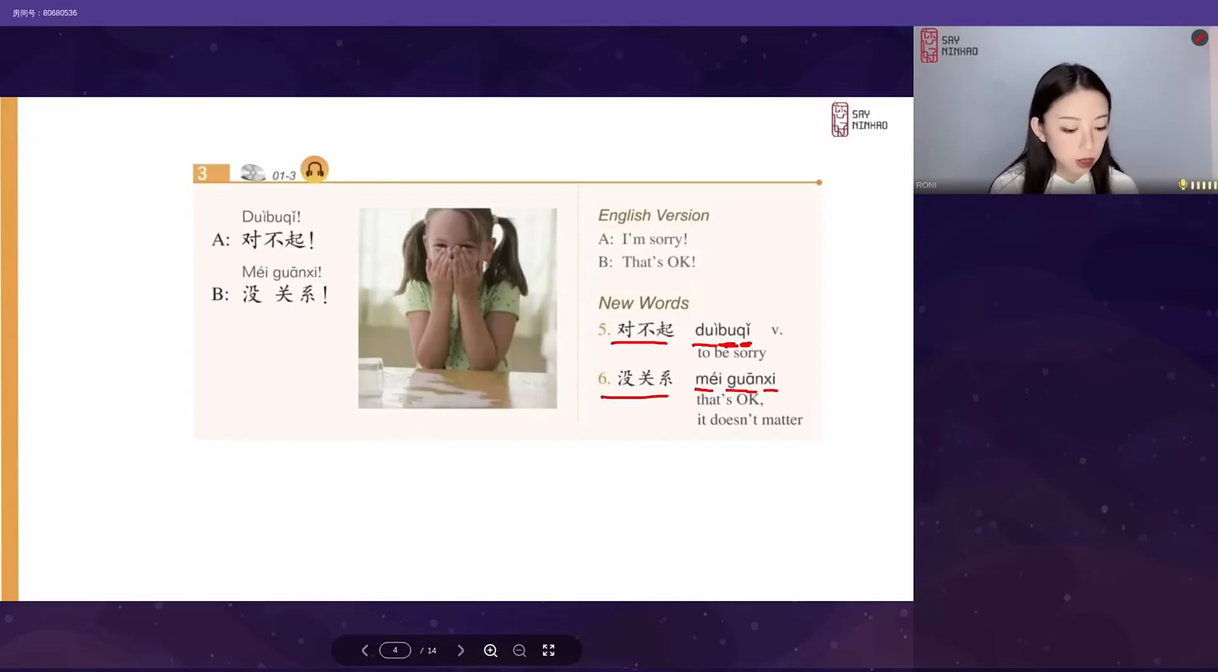Next one is 没关系. Separate them into 3. First one is 没, initial m, final ei, second tone. Next one, 关, the initial g, the final uan, and the tone, first tone. Last one, 系, and it is a neutral tone again because there is no tone mark here. So put them together, it is 没关系. Try to read after me, please. 没关系.